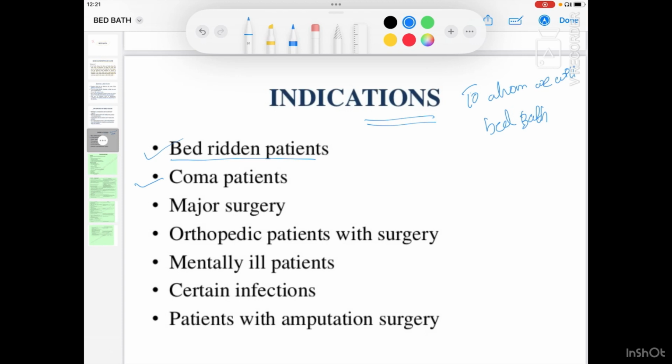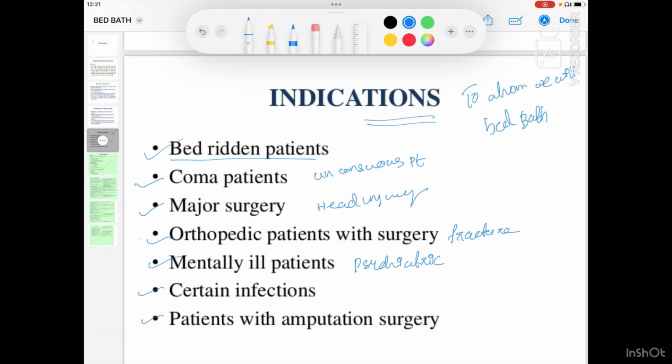Coma patient, they are not conscious, we can say that is an unconscious patient. And major surgery. So what are the major surgeries? Maybe head injury. All those things we will give. Major surgeries, orthopedic patient with surgery. Orthopedic patient means they are not able to walk. This is a fracture patient. Orthopedic means maybe any bone fracture. Then mentally ill patient, so that means psychiatric. Sorry, we are giving the bed bath, and certain infections, they will be bedridden.